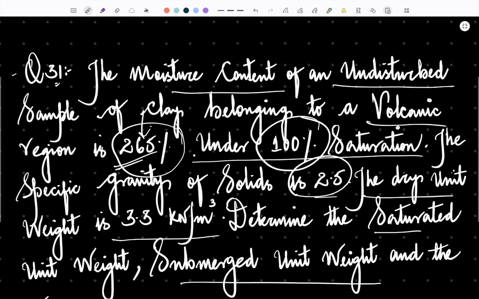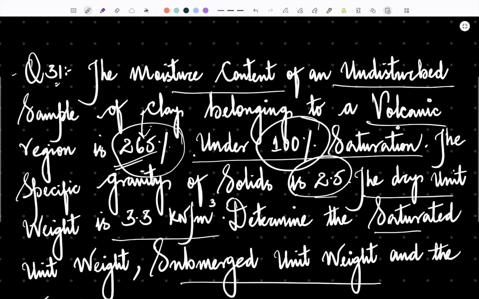This is a question where in the data the sample of an undisturbed clay which belongs to a volcanic region has been taken and the moisture content was found to be 265%, which is very high. That is why it says it is under 100% saturation.